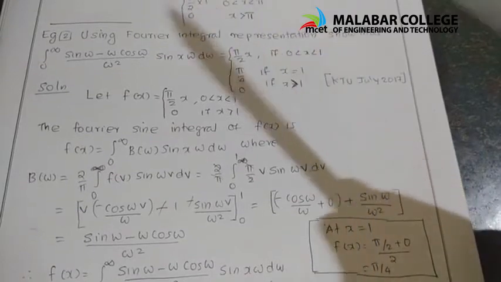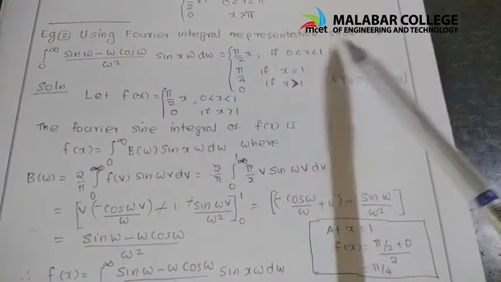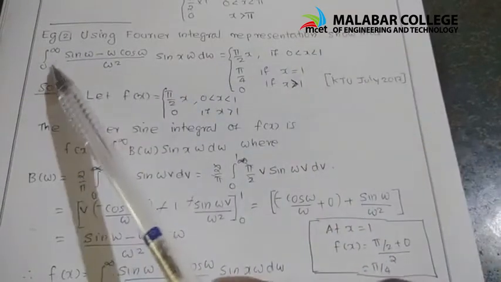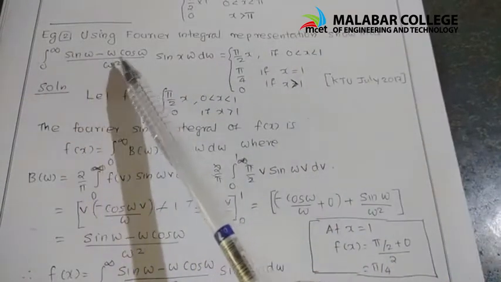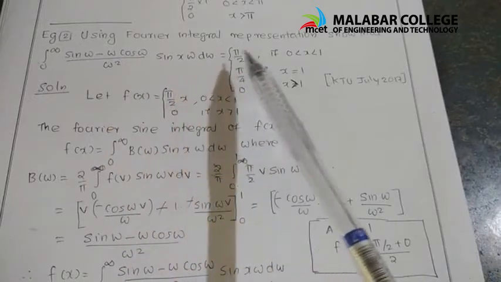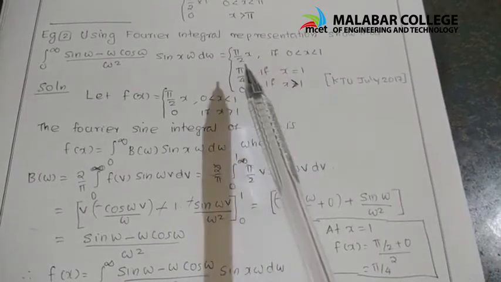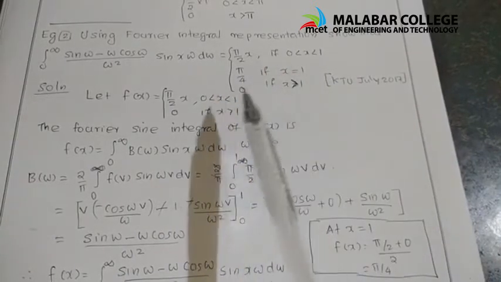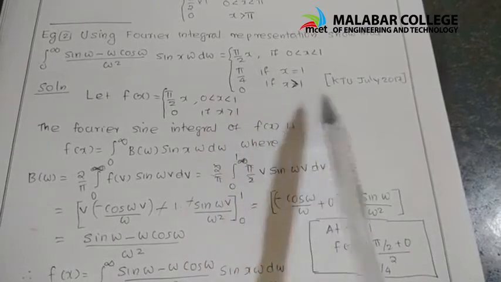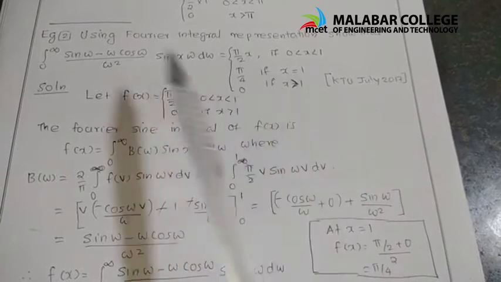Today I am discussing how to find using Fourier integral representation. We have to show that integral 0 to infinity (sin omega minus omega cos omega) by omega square sin x omega d omega equals pi by 2x if 0 less than x less than 1, equals pi by 4 if x equals 1, equals 0 if x greater than 1. This is a university question in the previous years.